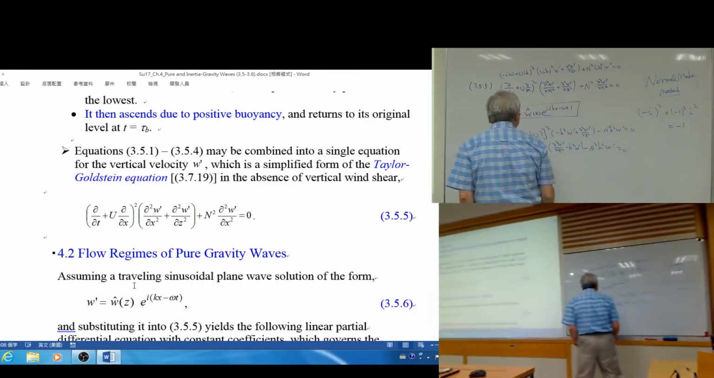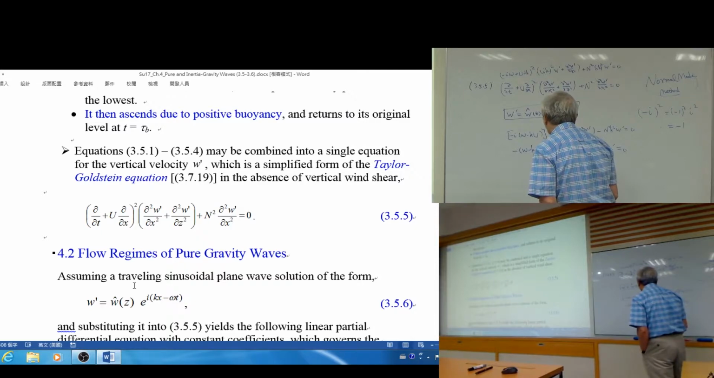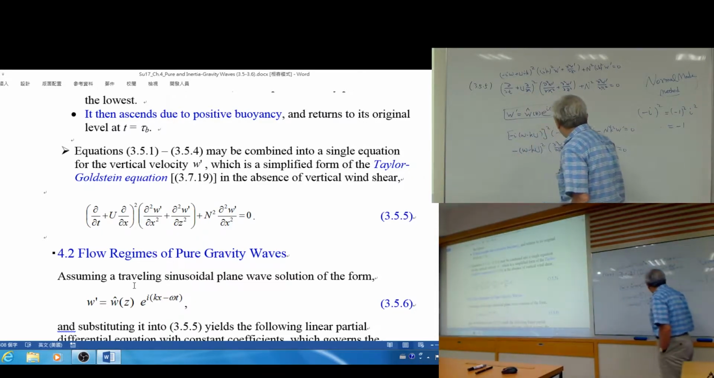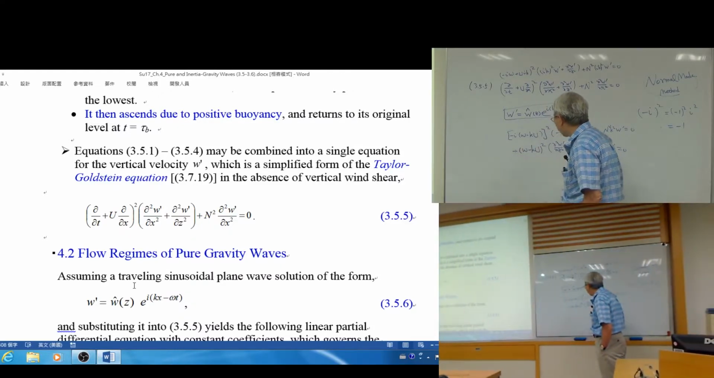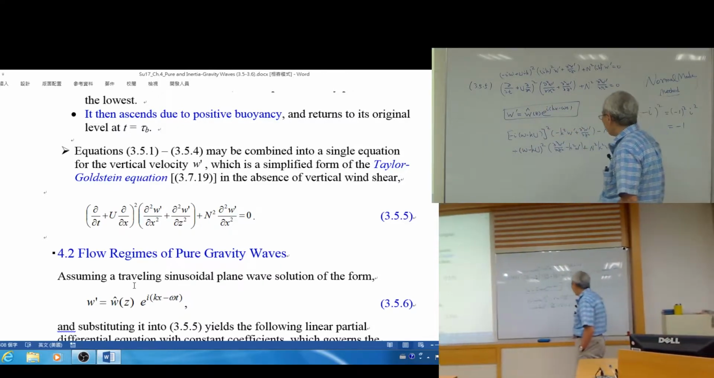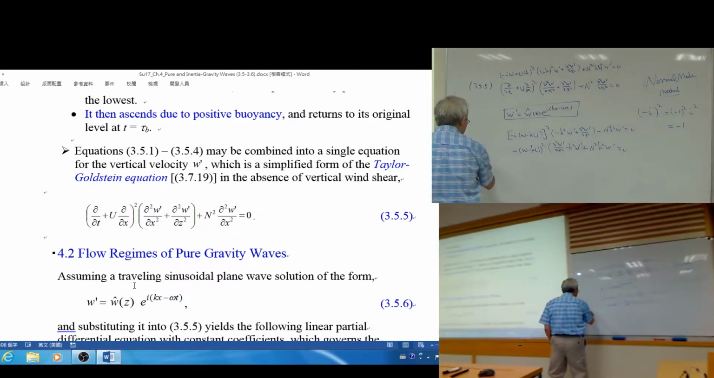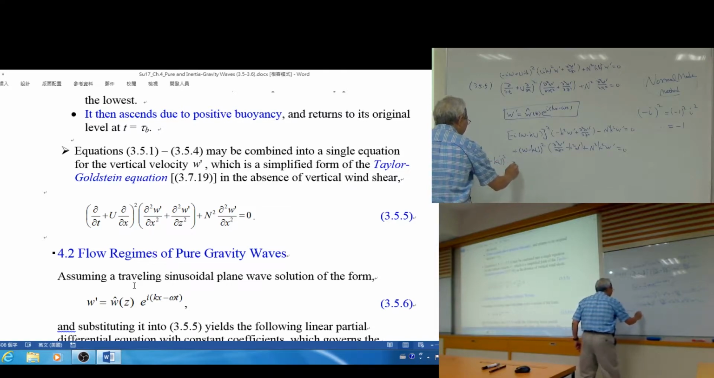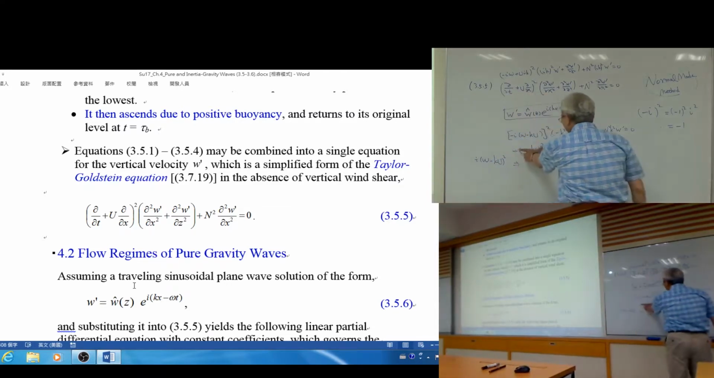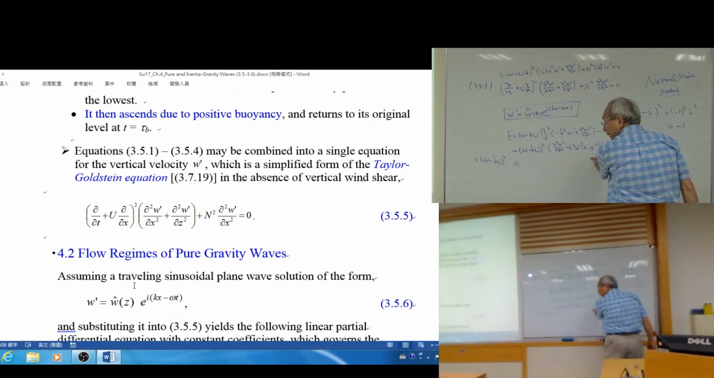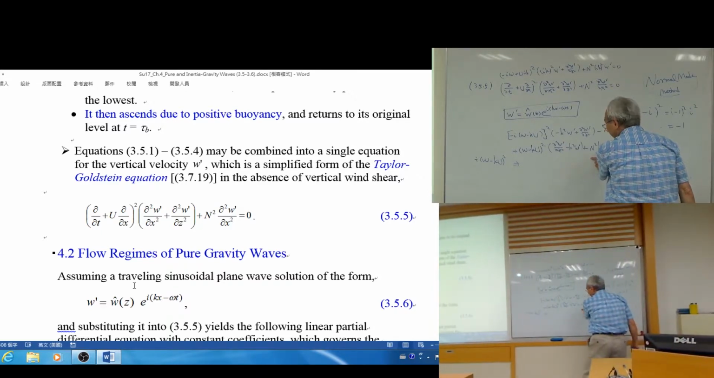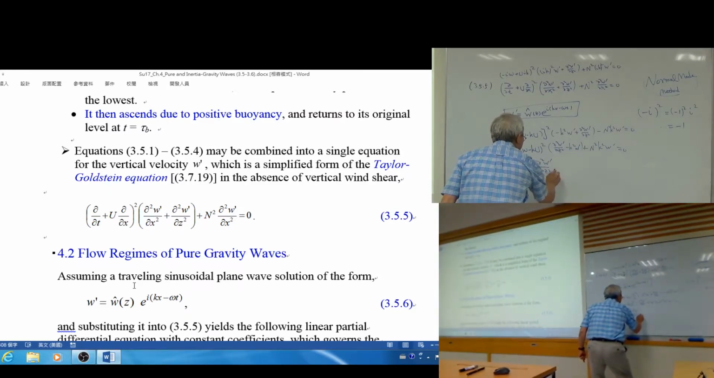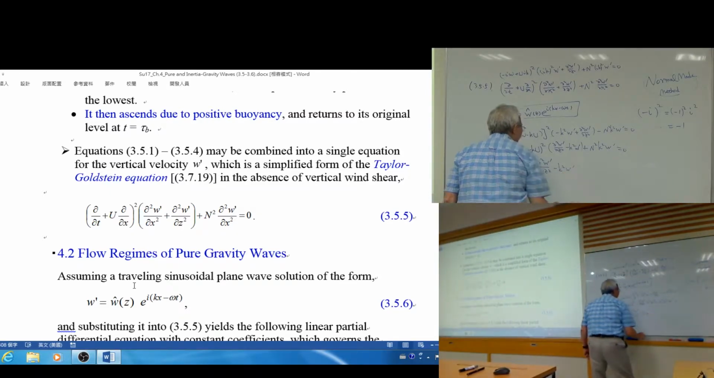Okay, so now we're negative here, so it becomes plus. Then we can divide by (omega minus ku) squared. So this one will come down to the denominator. So then we have d squared w hat over dz squared, minus k squared w hat.